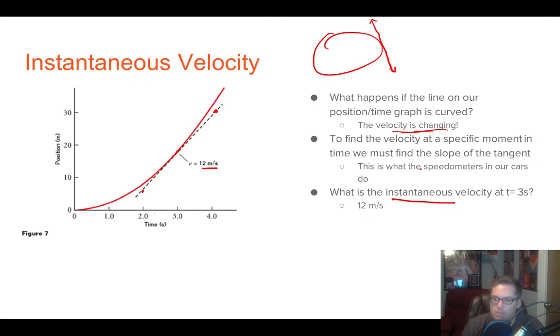This is what speedometers in our cars do. Even when you set the cruise control, your speed is going to vary very slightly. So your speedometer has to measure how fast the wheels are turning, and then take the instantaneous velocity of that specific moment in time.